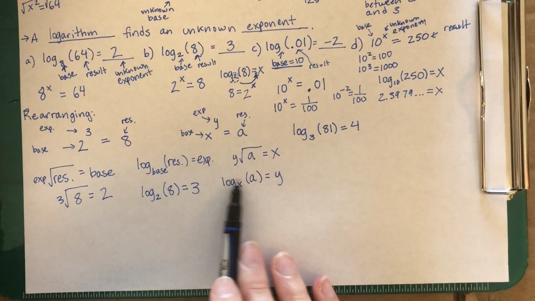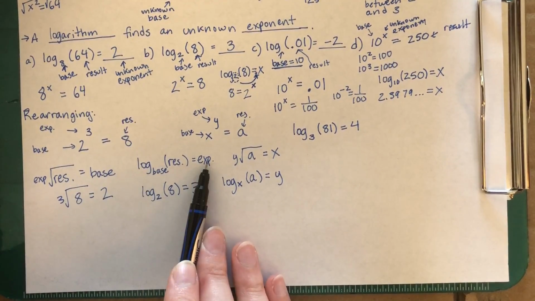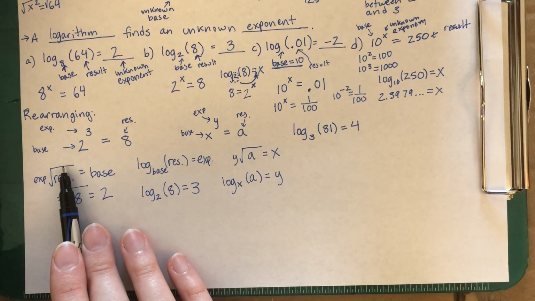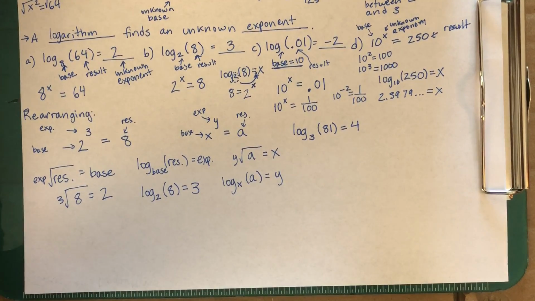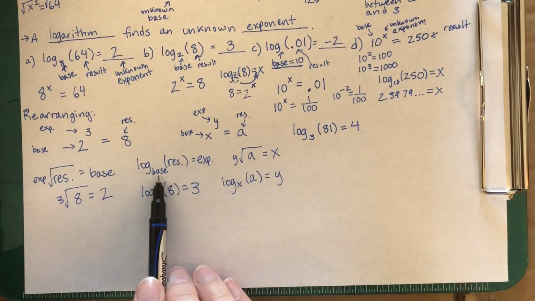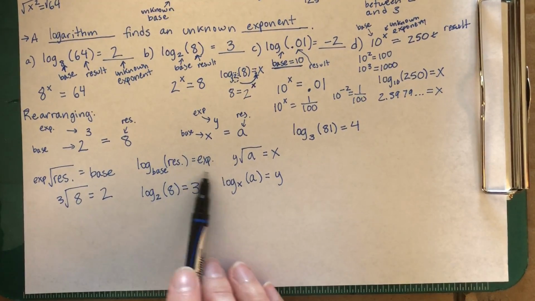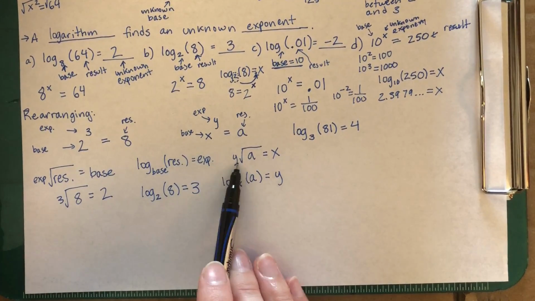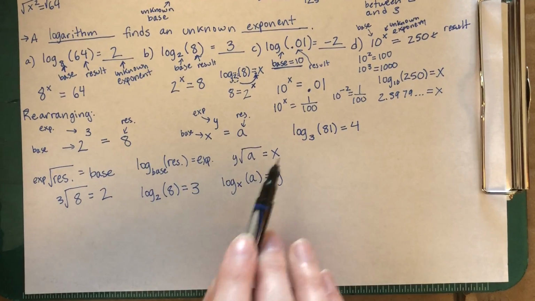So I've put these same things in different spots according to these rules. The exponent goes on the outside of the root, the result goes on the inside, and it equals the base. That's what I did here. Or if I want to write it with a logarithm, the base goes on the bottom, the result goes on the inside, and the exponent is the answer, like this. So this equation, and this equation all mean the same thing, just written in a different way with different parts of the equation by themselves.